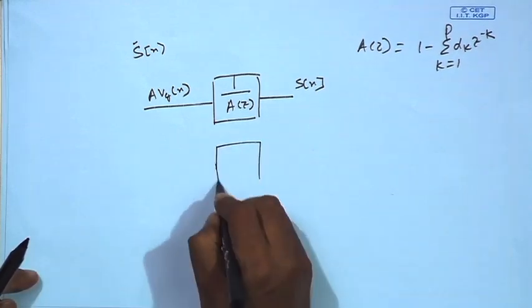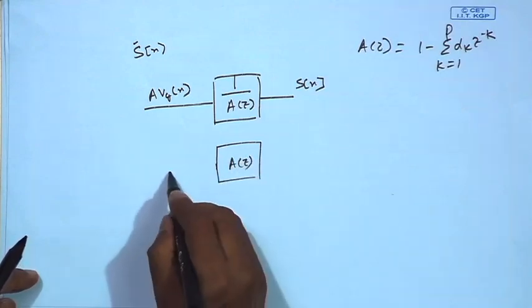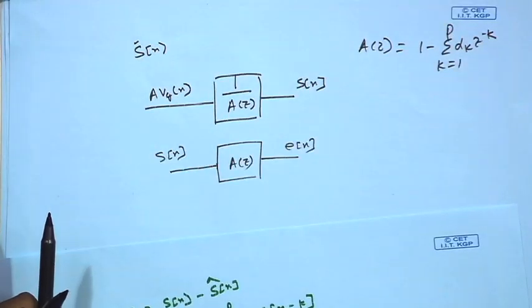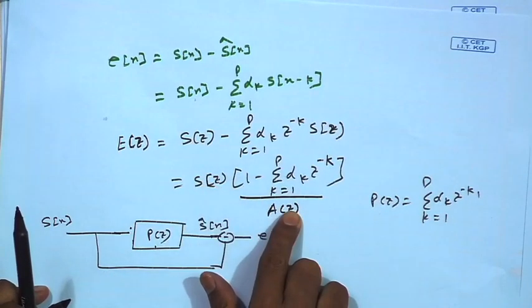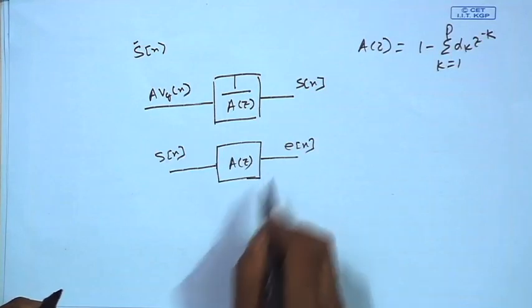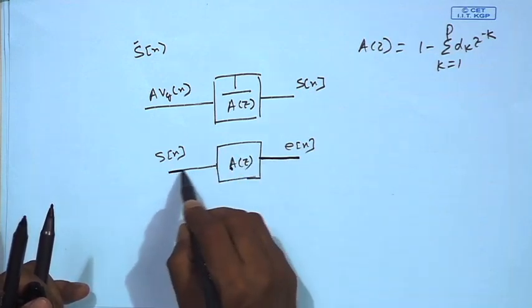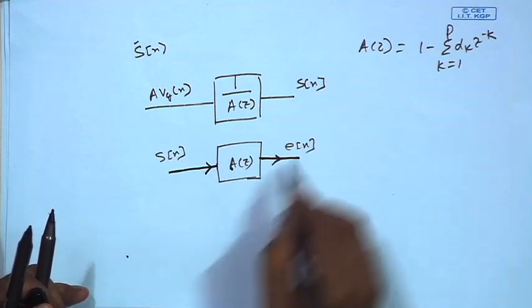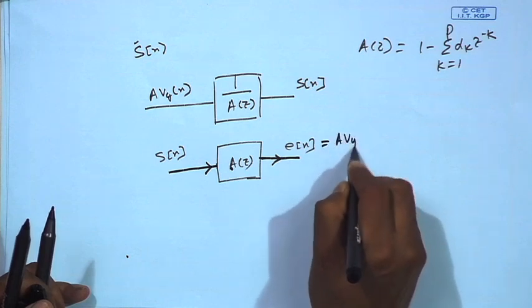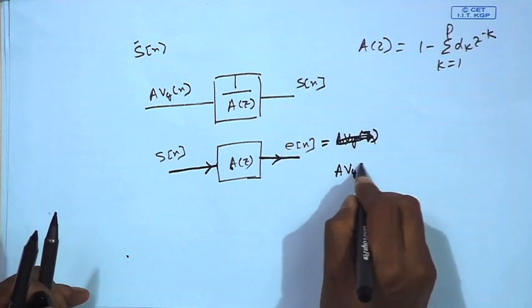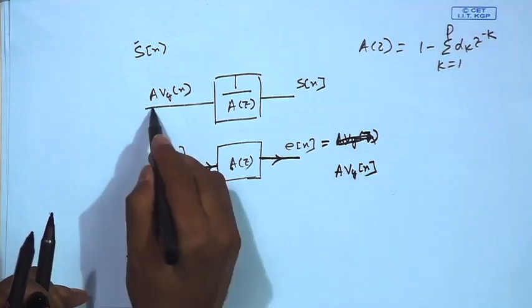Reversely, if I know A(z), if I implement A(z) and pass the signal S[n], I can get e[n], because E(z) is nothing but S(z) into A(z). So, I can say if I pass S[n] through an A(z) filter, I get e[n]. I can get the error signal if I implement A(z) and pass the present speech signal. If my estimation is very correct, then there is only the error.